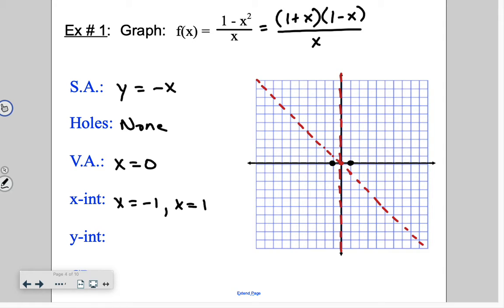Y-intercept is when x equals 0, but remember we said x can't equal 0, okay? Because there's a vertical asymptote there. So x is not allowed to equal 0, which means there is no y-intercept.